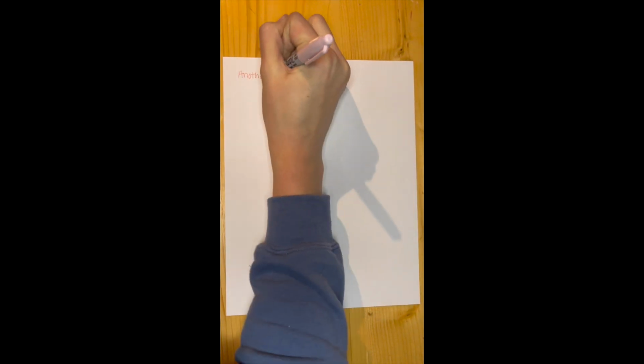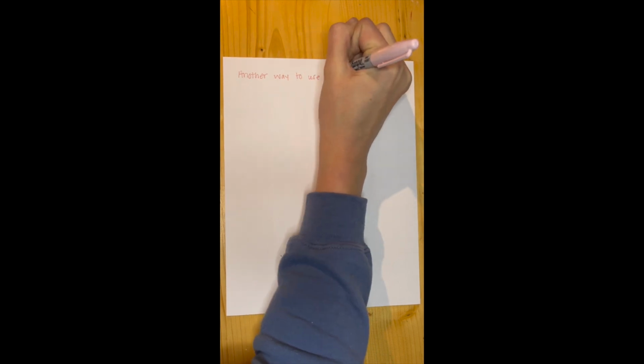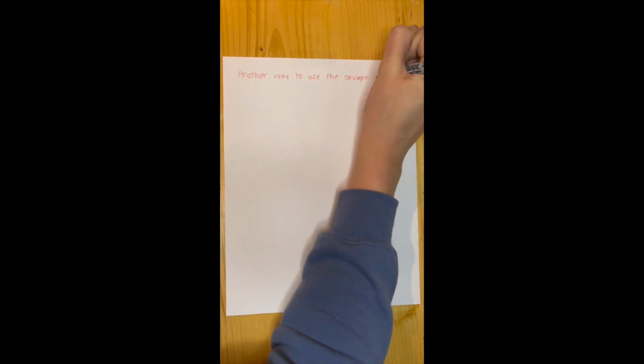So another way to use the concept of the midpoint is to find what we call the centroid of a triangle.